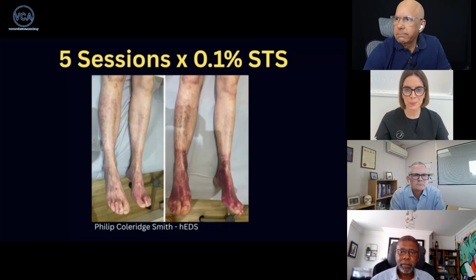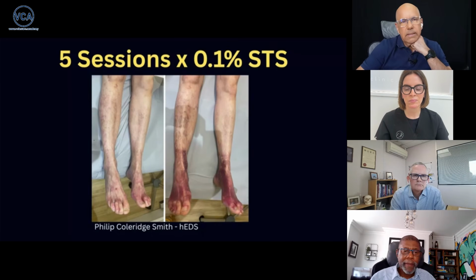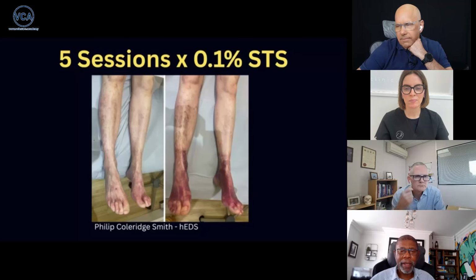I mean, very, very good clearance. Any comments, Zola, on this photograph provided by Philip? Yeah, it's, I mean, how can I put it?